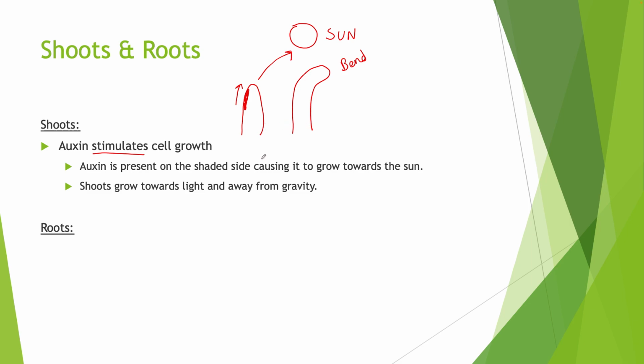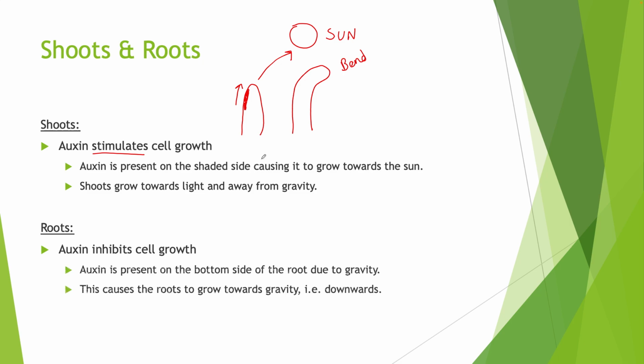Okay, now in roots, auxin inhibits cell growth. So that means the side that the auxin is on, the cells grow more slowly. Okay, so auxin is present on the bottom side of the root, and that's due to gravity. So remember, gravity is always acting downwards, and because it's present on the bottom side, that means the top side of the root will grow faster, and it will cause it to bend downwards towards the direction of gravity.